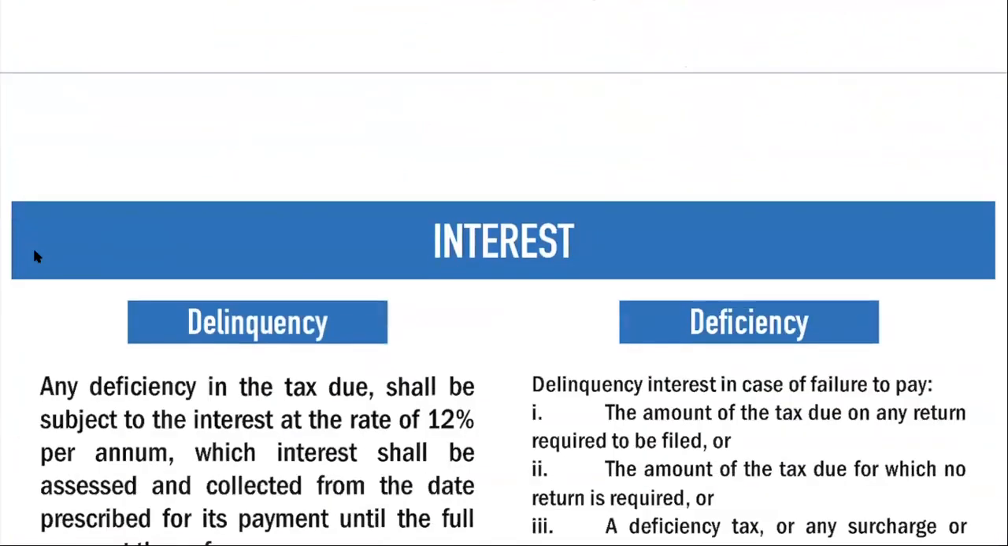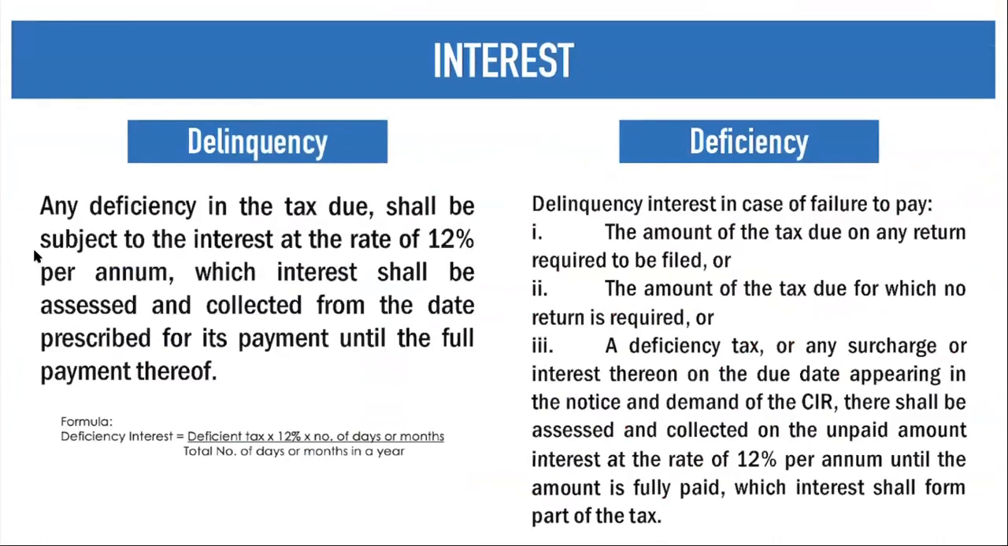Now, let's discuss your interest. Your interest can either be based on your delinquency or your deficiency. But before that, we discussed the difference between a tax deficiency and tax delinquency. When we say tax delinquency, it arises upon the failure of the taxpayer to pay the tax due, or there is already a demand to pay but it is still unpaid.